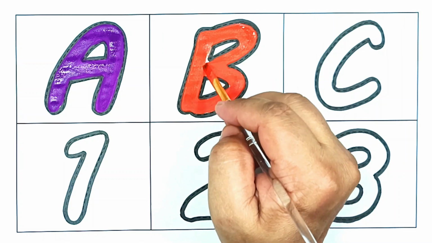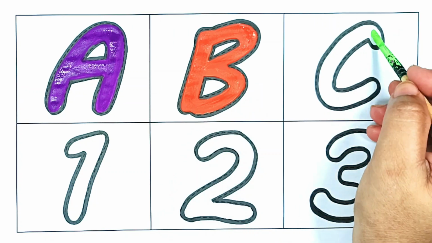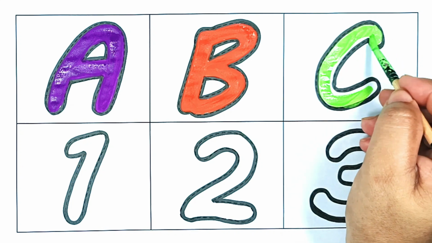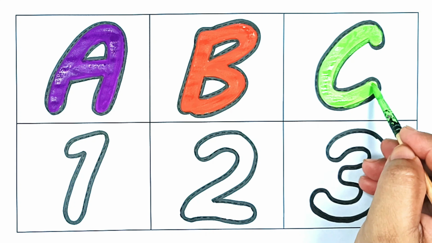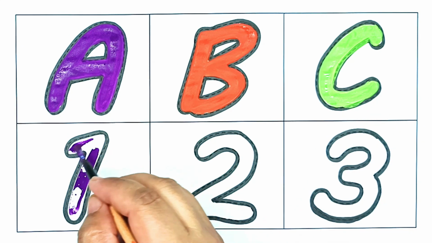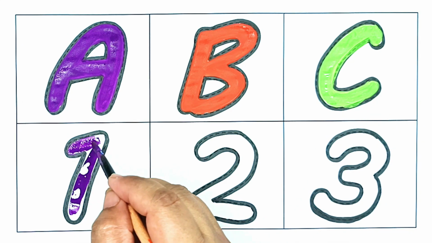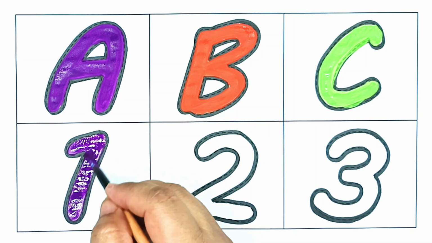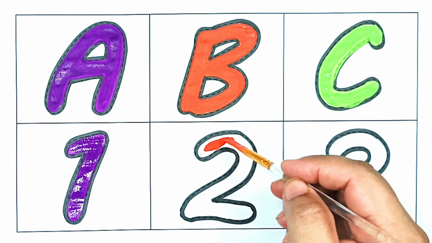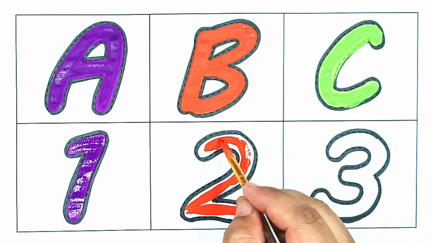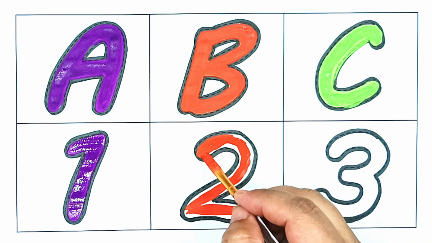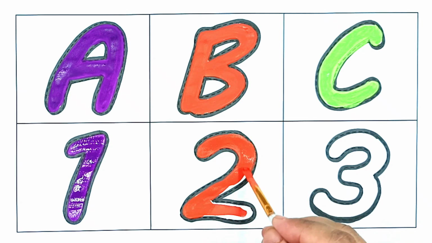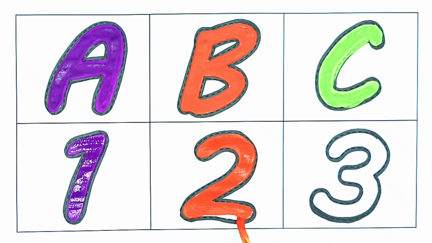B for ball. Round and round, round and round, the wheels on the bus go round and round. C for cat. The wheels on the bus. 1. The wipers on the bus go swish, swish, swish, all through the town.